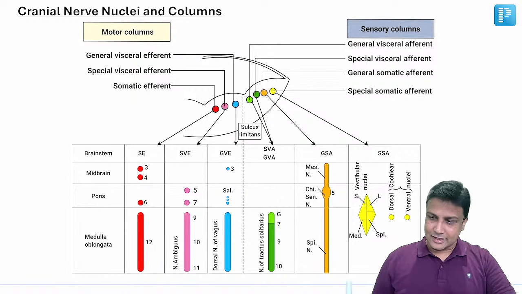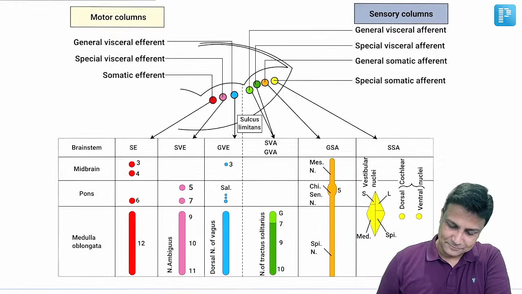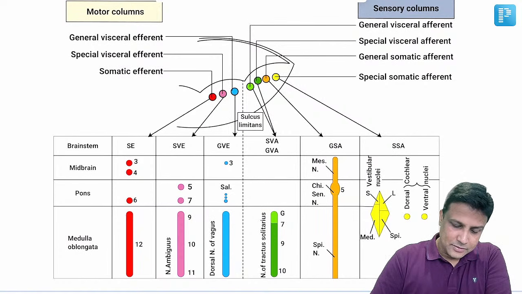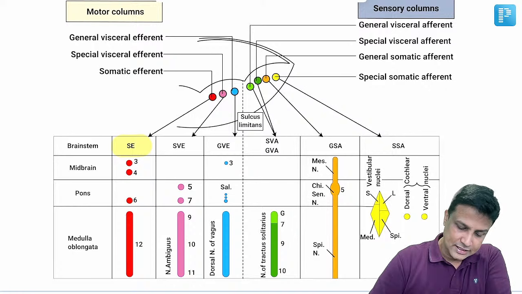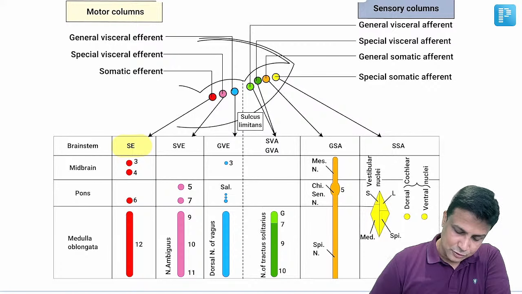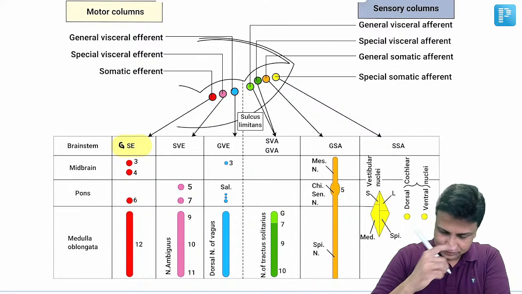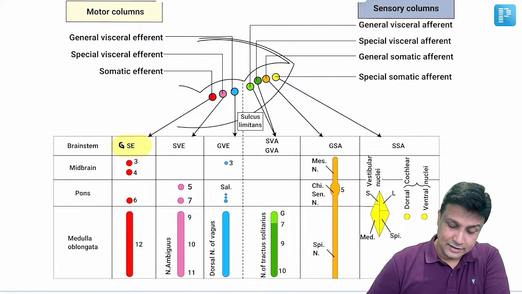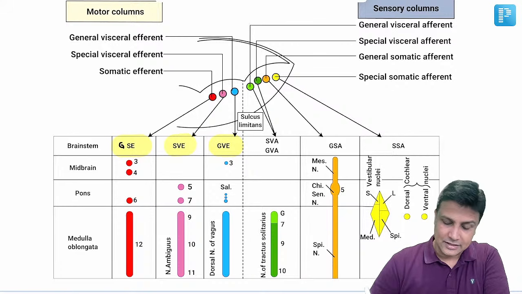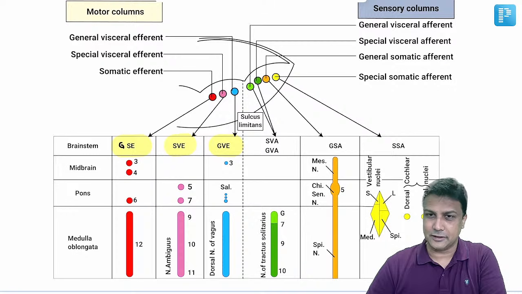Now, the moment you look at this table here, don't get confused, my dear friends. There are three columns here, which are motor columns. This one will be your GSE, general somatic efferent. And then there'll be special visceral efferent here, and then there'll be general visceral efferent here. These three are the motor columns.